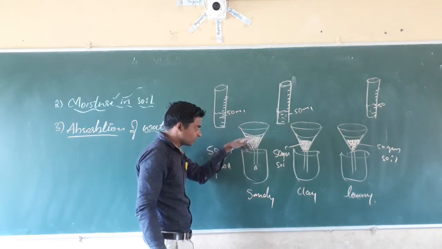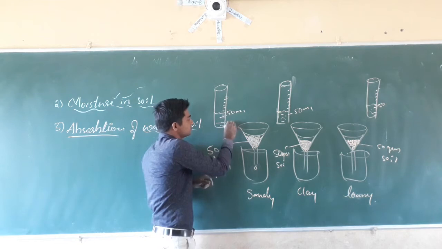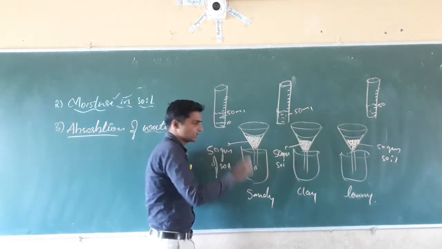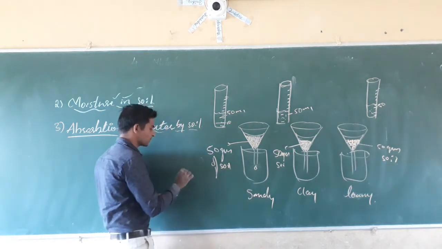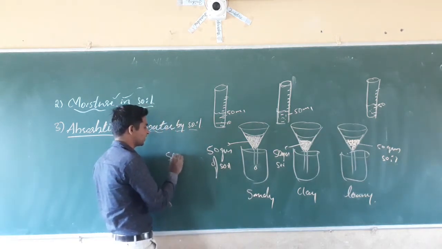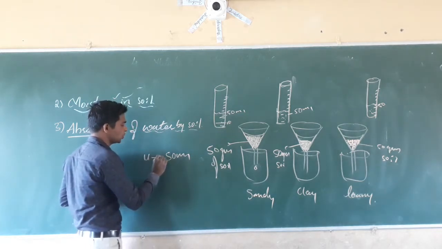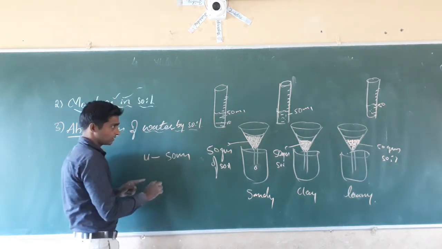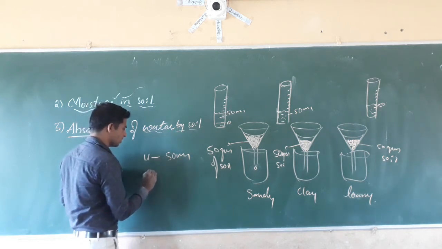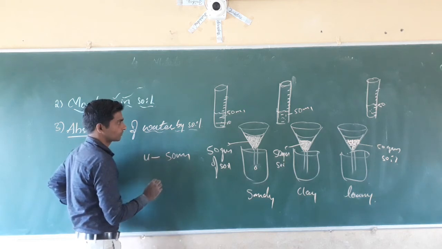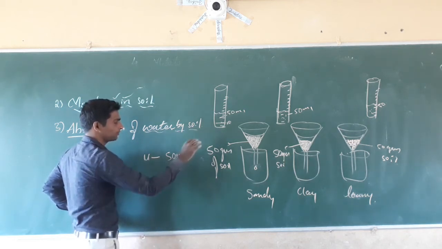In case of sandy soil, what happens? If you pour 10 ml of water, then slowly a drop appears. Stop the pouring of water. Then you have to record it. See, you have taken 50 ml of water. That is the initial volume of water, U. Then you poured 10 ml water. That is initial volume minus final volume. That is the amount of water collected.